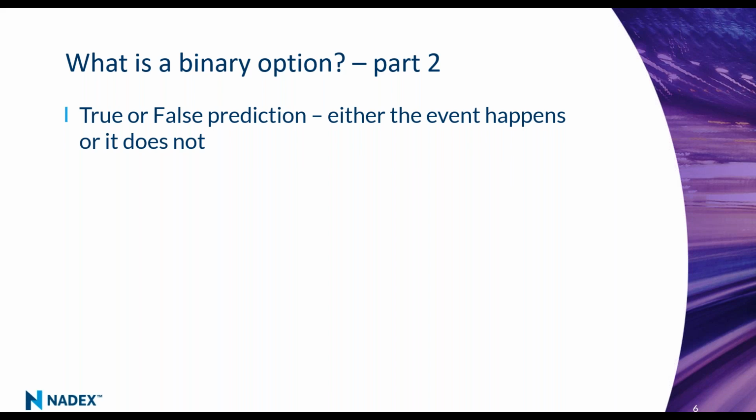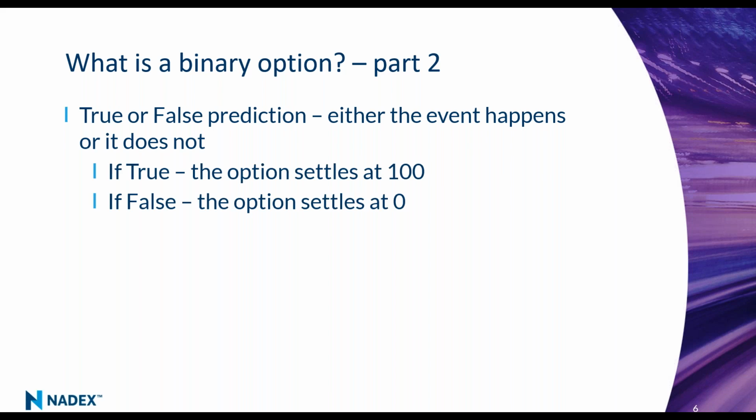Now, I want to talk about that 0 and 100 and what that really represents. As we mentioned, it's a true or false prediction. Either the event happens or the event doesn't happen. Either the S&P finishes above a certain price or it doesn't. And that's why it's called a binary option, because there are only 2 outcomes. If it settles above the price, the option will go to 100. If it settles at or below the price, it will go to 0. It's a yes or a no. It is a true or a false. Did it settle above? Did it not settle above?